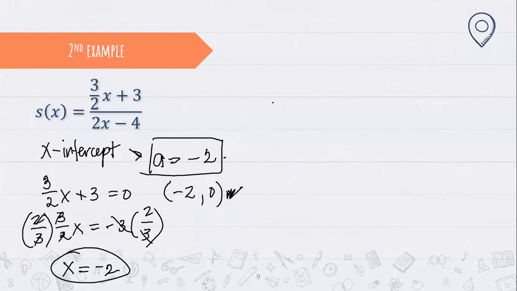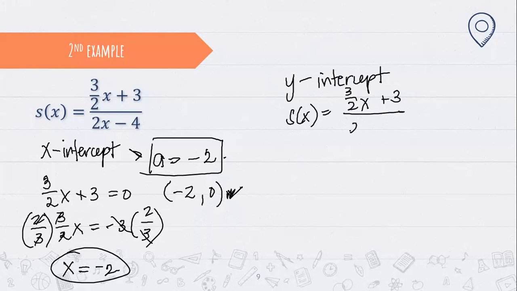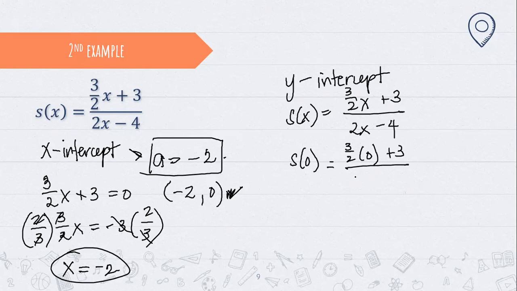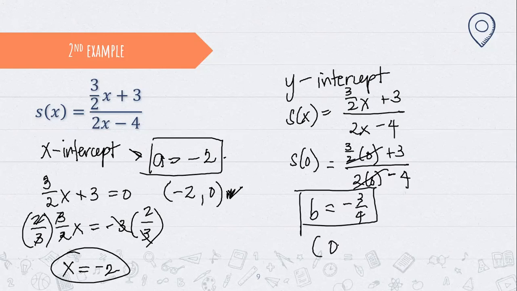Nakuha po? Mamaya check natin kung sino yung nakatama, ha? Okay. Next tayo, y-intercept. Ayan. So, S of x is equal to 3 over 2x plus 3 all over 2x minus 4. Okay, substitute natin S of 0: 3 over 2 times 0 plus 3 all over 2 times 0 minus 4. Oh, wala na to, 0 na yan agad eh. So we have negative 3/4. Yan yung ating B. Ibig sabihin, ang graph natin ay tatama sa (0, negative 3/4).